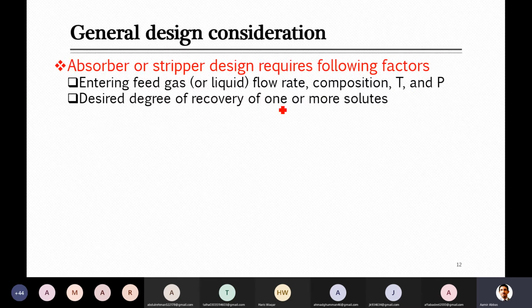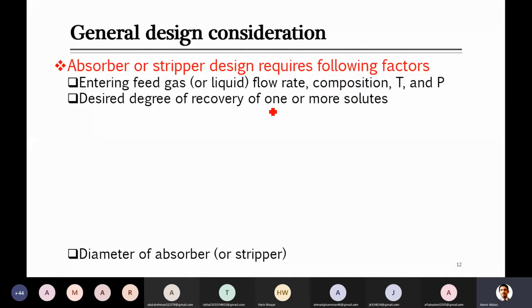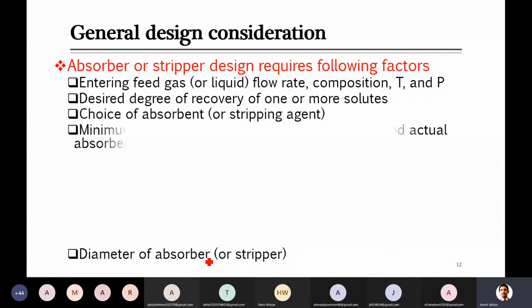Then, the desired degree of recovery of one or more solutes. Up to which point you need the recovery. As well, for example, the diameter of the absorber or stripper. As you have just studied, if we are aware of what the diameter will be, then we can select between structured packing or random packing. So these are the various points. If you have these, it will be easier to select the better equipment.